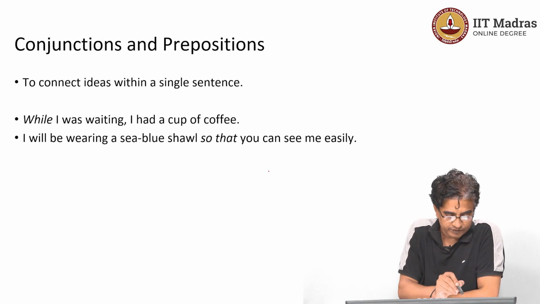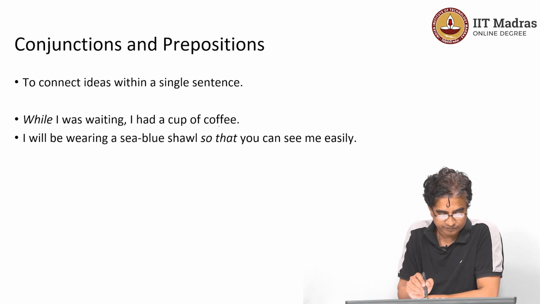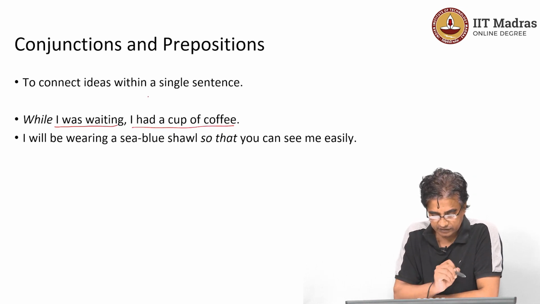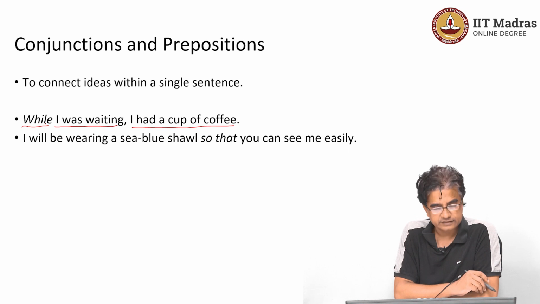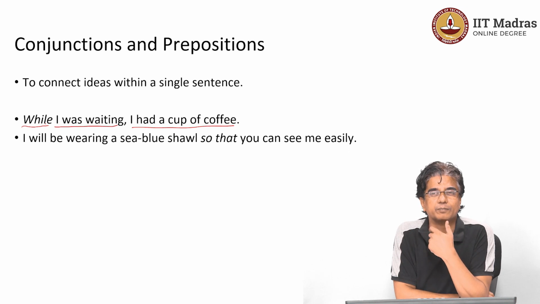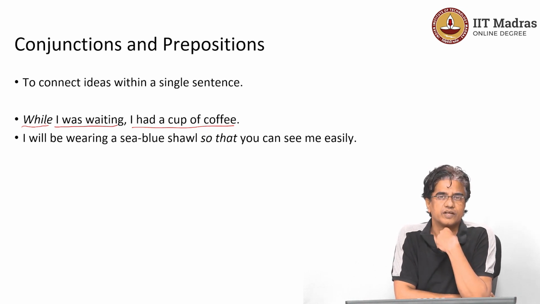So look at this now. Some of these sentences, which: while I was waiting, I had a cup of coffee. So here we are talking about two propositions again. I was waiting, I had a cup of coffee. When I say it like that, it sounds very monotonous and not a very engaging way of speaking or writing. So if we use the term while, making the first one the condition, while I was waiting, I had a cup of coffee.